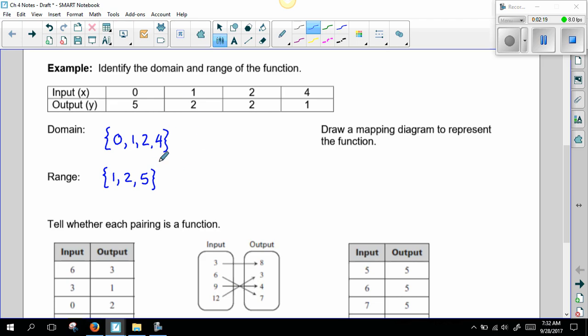We can take that same information and make it into a mapping diagram. So we have our input values, 0, 1, 2, and 4. We have our output values, 1, 2, and 5. And then we draw arrows to match each input with its corresponding output. So 0 goes to 5, 1 to 2, 2 also goes to 2, and 4 to 1.